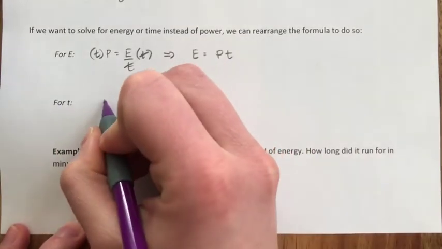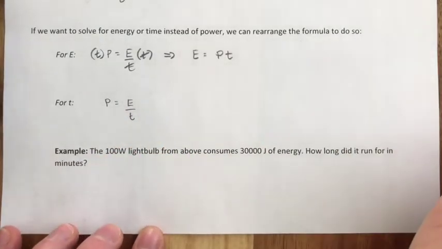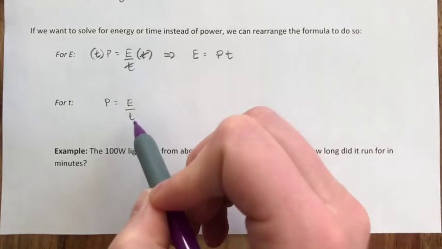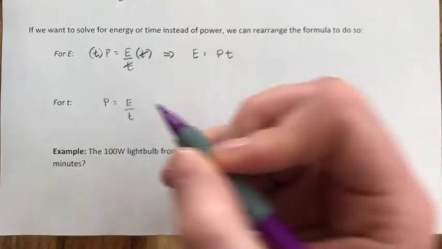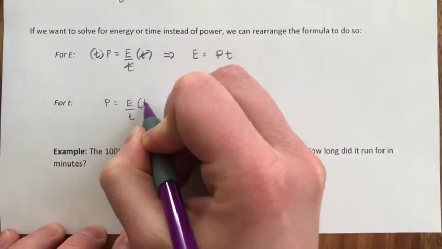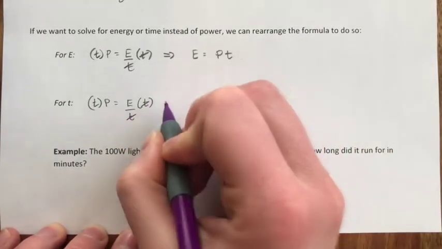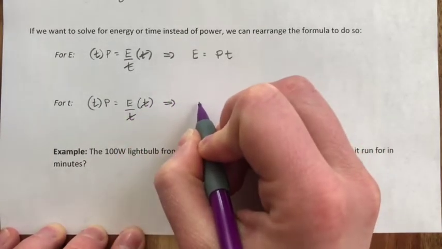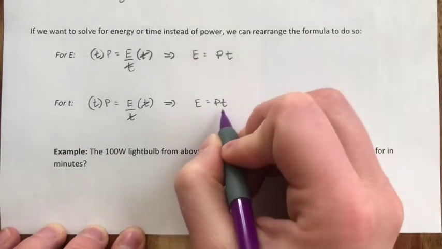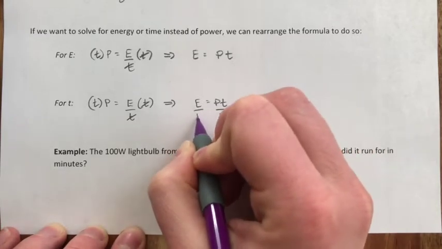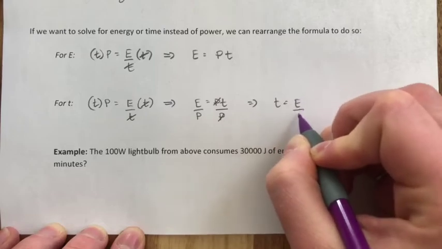If we want to solve for T, again, we're going to start with the same thing. If we want to get the T up top, right? We want to get T by itself. We need it first on the numerator. It can't be in the denominator. So first we need to multiply both sides by T. It's going to cancel on the right side. So then we're going to have E equals P times T. To get T by itself from here, we're going to divide by P, divide by P. They're going to cancel. So T is equal to E over P.